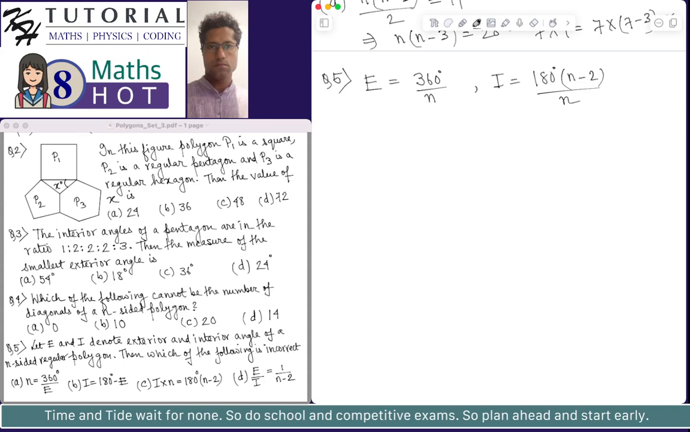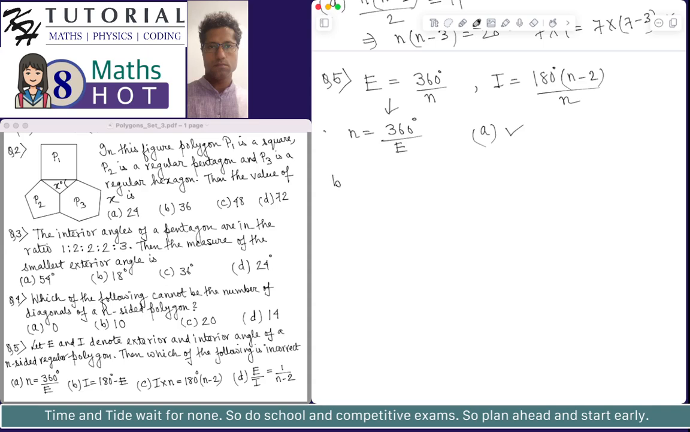Now from this we can clearly see that n is equal to 360 degree by E. The question is asking to select the choice which is giving incorrect information. Choice A says n equals 360 degree by E, which is a correct relation between n and E, because we know that each exterior angle E is equal to 360 degree by the number of sides.